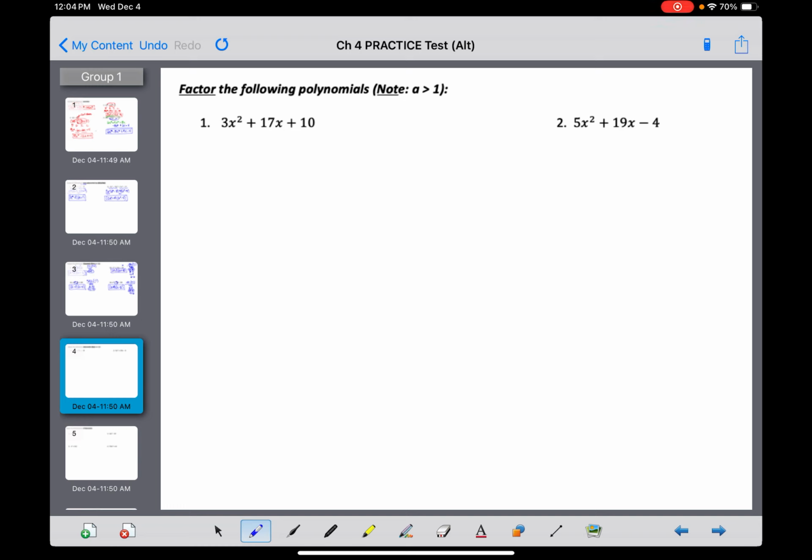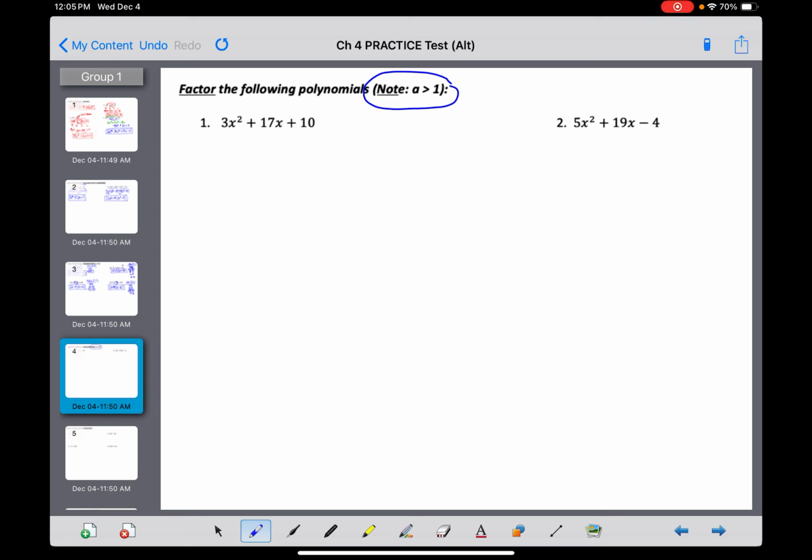In the next examples, note that now a is greater than 1. So this is where I have to do a little bit more work to get my factors, because it's not just going to be x and x for my first terms. There's going to be a coefficient on at least one of them, maybe both of them. So this is where you would either do slide and divide or split the middle, or if you like, guess and check, you could do guess and check.